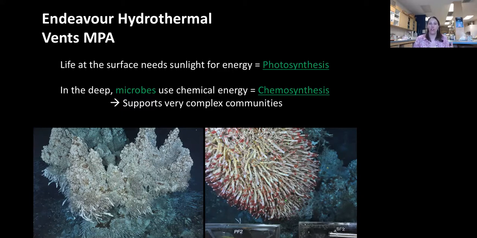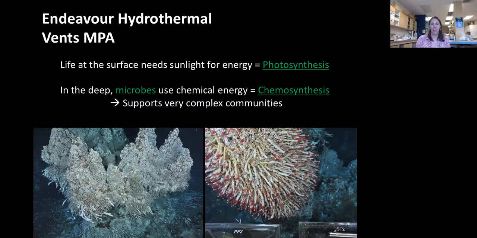This Endeavour hydrothermal vents area off the coast is so deep that it's very different from life on the surface. Life at the surface needs sunlight for energy, and we call that process photosynthesis. Photo means light, so they use light for energy. But where I'm working in this hydrothermal vents area, it's 2,200 meters down, with no sunlight. Life down there has to live off of chemical energy, and we call that chemosynthesis. The chemo means chemicals. It's the microbes, these little things so small you can't see them without a microscope, the smallest living things that we know of. They're really the base of all of these animal communities.